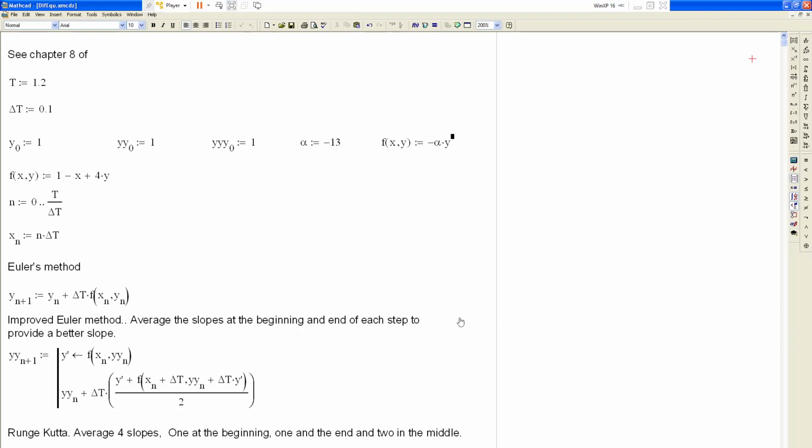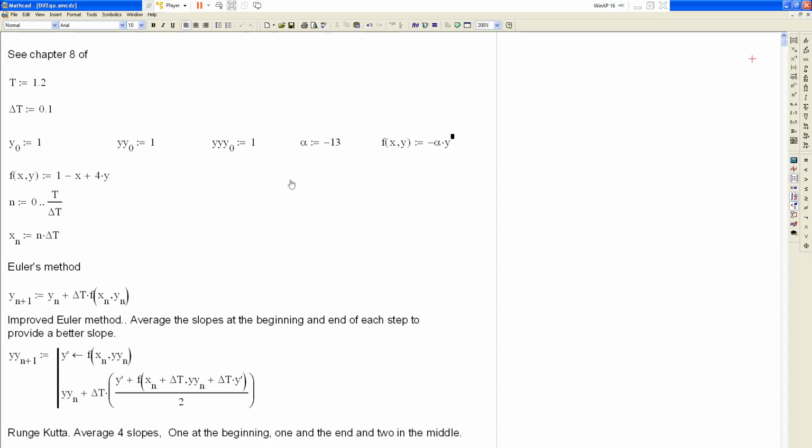Hello, this video is going to be about Euler's method, the improved Euler's method, Runge-Kutta and the perfect solution, and comparing all four using or changing the step size. This problem was taken from one of my college textbooks, which is about 50 years ago. And this is the differential equation that we are going to integrate.